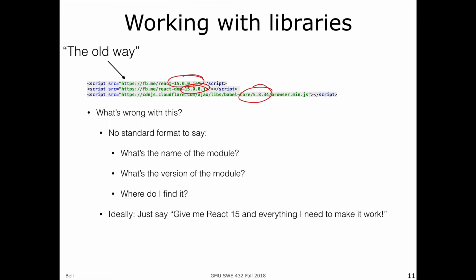And there's no standard way to say where I find all of these things. Like if I want to find a new module, where do I go find it? This is maybe something from Facebook because it's FB. This is, I don't even know what the CDNJS thing is. How does that tell me who's making this project or where it's coming from? So what we want to be able to get to is something where we just say, hey, give me some module like React 15 and everything that I need to make it work.